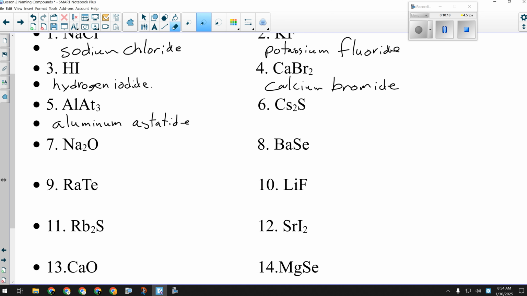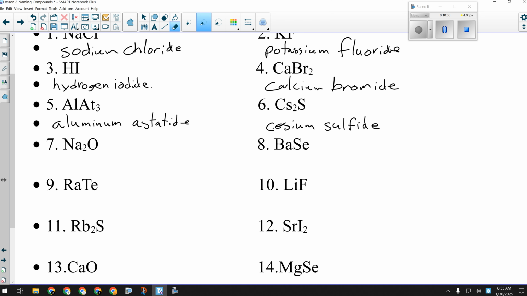Okay, what about number 6? What's Cs? Cesium, yeah. Whoop, look at that, I put a capital on it. See how easy that is to do? Cesium. And what's S? Sulfur, and so we shorten that to sulfide.